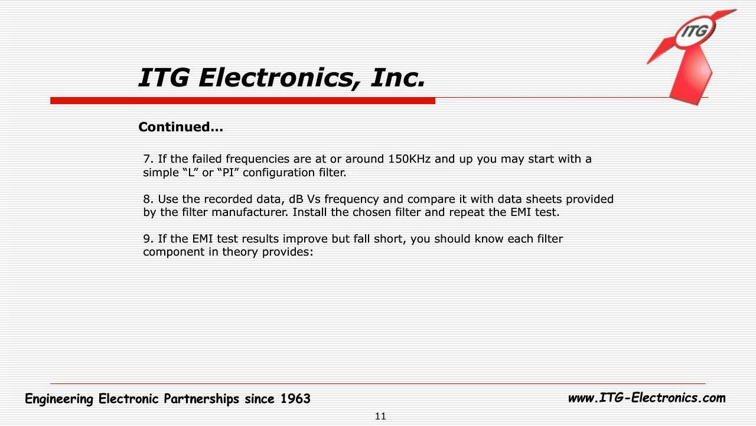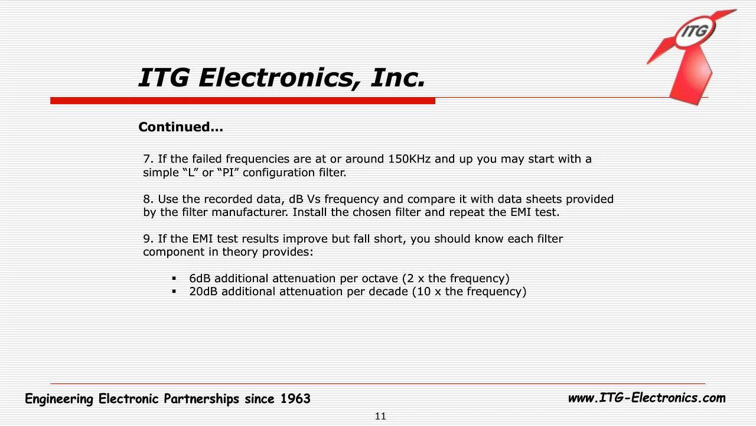If the EMI test result improves but falls short, you should know each filter component element in theory provides 6 dB attenuation per octave. And what that means is every time you multiply the frequency by 2, you gain 6 dB. Every component, again, provides 20 dB attenuation per decade. That means every time you multiply the frequency by 10. And if you double the component value, you will gain 6 dB.